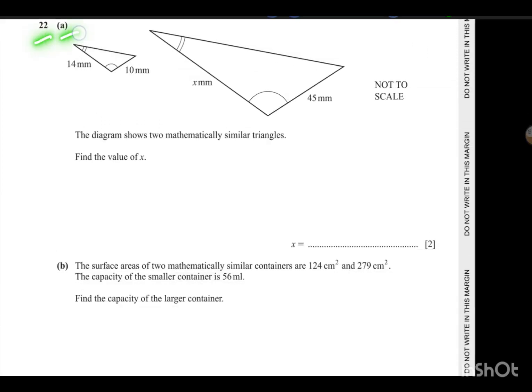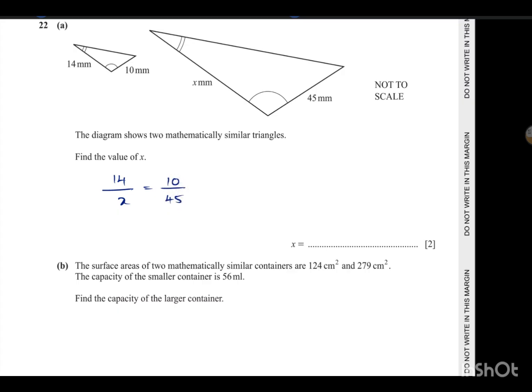Question number 22a. The diagram shows two mathematically similar triangles. Find the value of x. So this is related to similarity. We have been given two triangles. The measurements both have millimeters as their side lengths. We need to find this x, mm. So whenever the two shapes are similar, the ratios of their corresponding sides will be always equal. So for that, 14 by x is equal to 10 by 45.